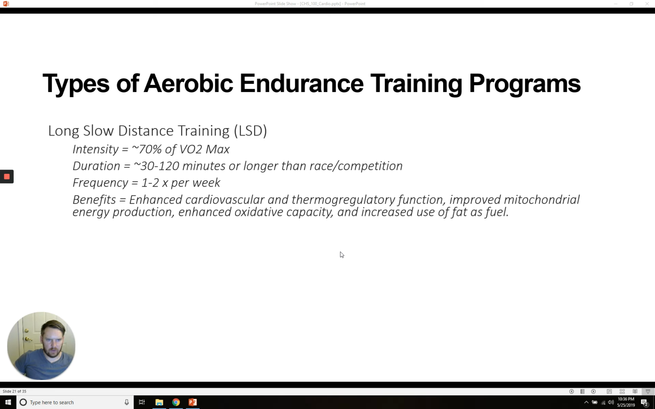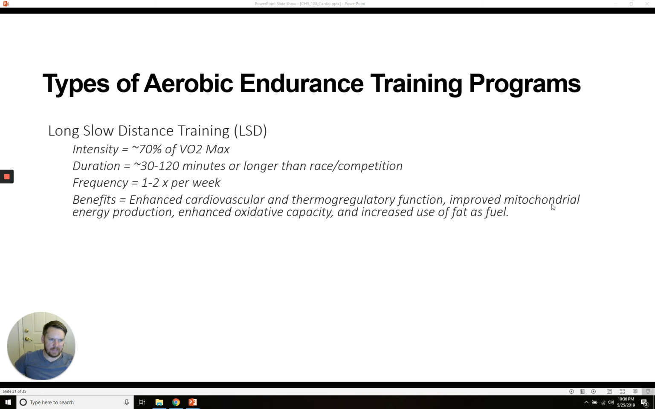Now there are some different types of aerobic training programs to look at if you're designing a program. The first is long slow distance training. This usually involves intensities of about 70% VO2 max and long durations, about 30 to 120 minutes, 1 to 2 times a week. Some of the main benefits would be enhanced thermoregulatory function, improved mitochondrial energy production, enhanced oxidative capacity, and increased use of fat as fuel.